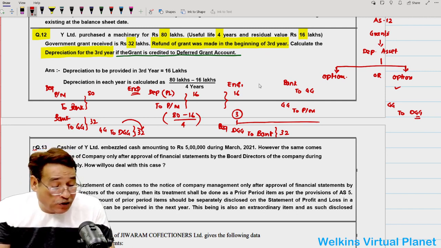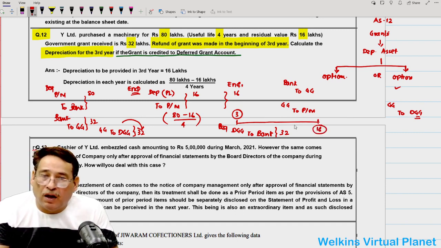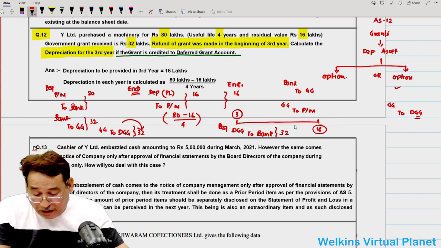So even the depreciation at the end of the third year, this is the third year, at the end of the third year our depreciation will remain the same. Are you getting my point or not in this particular case?